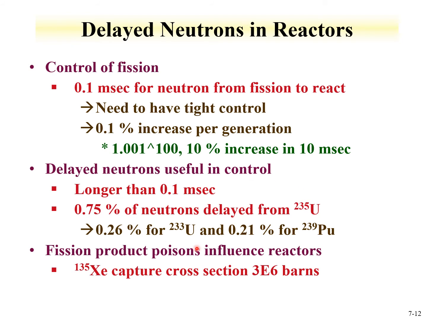Now, fission products also have another influence on fission. You can call it kind of a positive influence on fission. It gives off some neutrons. But there are some fission products that influence reactors because they absorb neutrons.